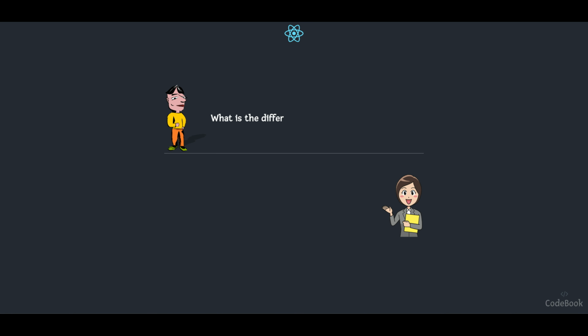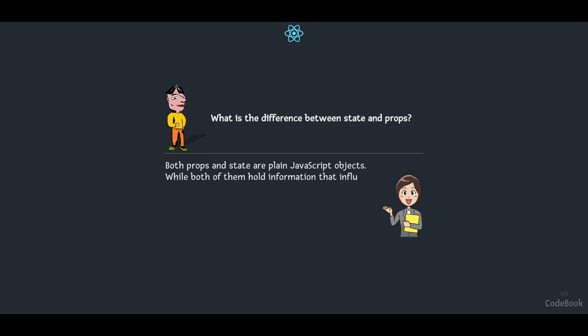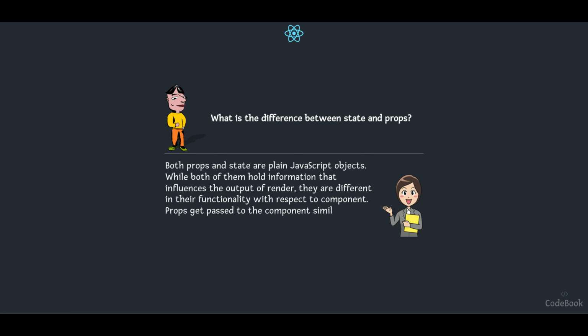What is the difference between state and props? Both props and state are plain JavaScript objects. While both of them hold information that influences the output of render, they are different in their functionality with respect to the component. Props get passed to the component similar to function parameters, whereas state is managed within the component similar to variables declared within a function.